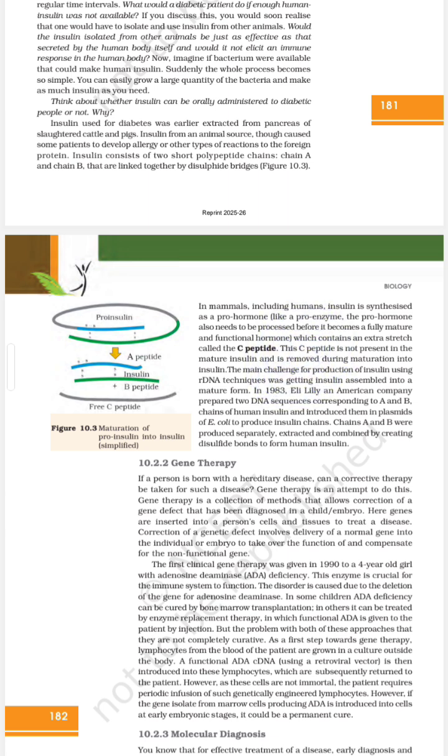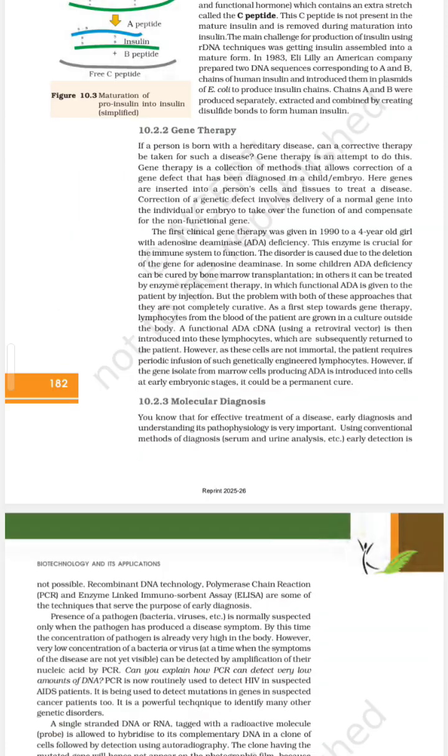coli. Introduced them in the plasmid of E. coli to produce insulin chains. Okay, chain A and chain B were then attached to each other with the help of disulfide bridges to form human insulin. That's how human insulin was provided by Escherichia coli.